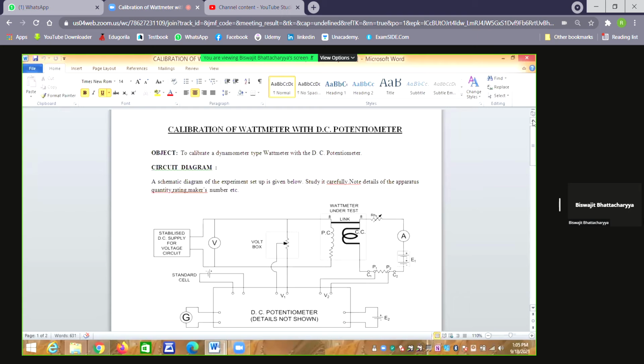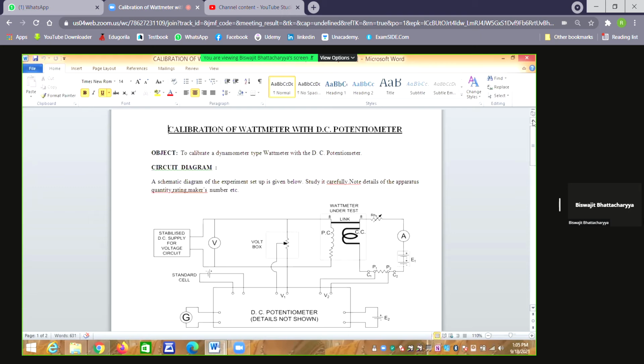So this reading will be much better, much more error free, much more accurate. So the second instrument, the standard instrument, will give us a reading, the wattage value. And our test wattmeter, which is under calibration process, will be compared with the reading of the standard meter, and then we can find out the error from the difference of the two readings.